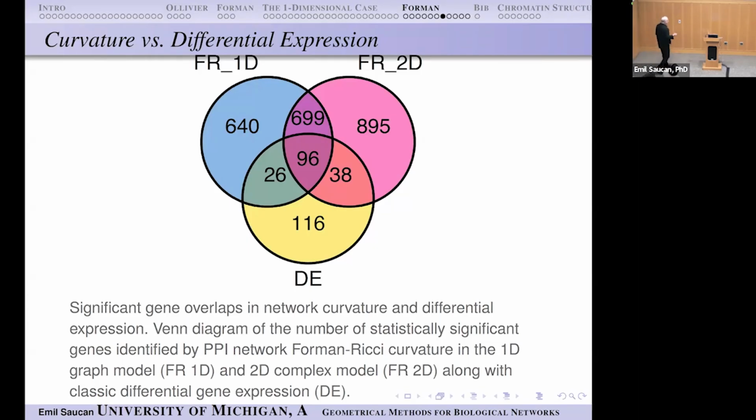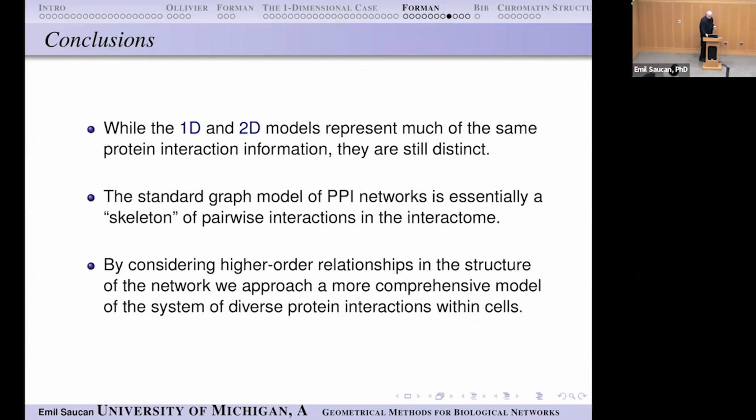Okay, so for me, I have to presume that computations were okay. So this would say that yes, it's worthwhile looking at these curvatures. Okay.